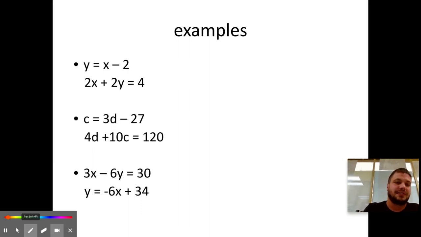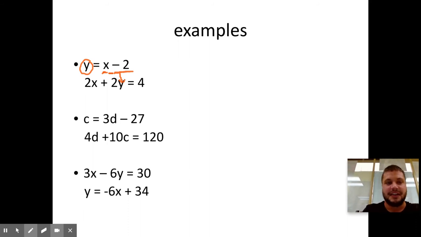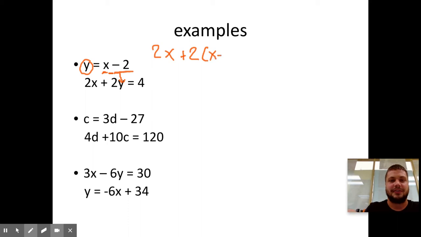So this equation is telling me that y is exactly equal to x minus 2. So I'm going to take x minus 2 and plug it in for y into the other equation. Now, when I do that, I'm going to have to use a parenthesis. So what I've got here is 2x plus 2, and instead of y, I'm going to substitute in what y equals, which is x minus 2, is equal to 4.